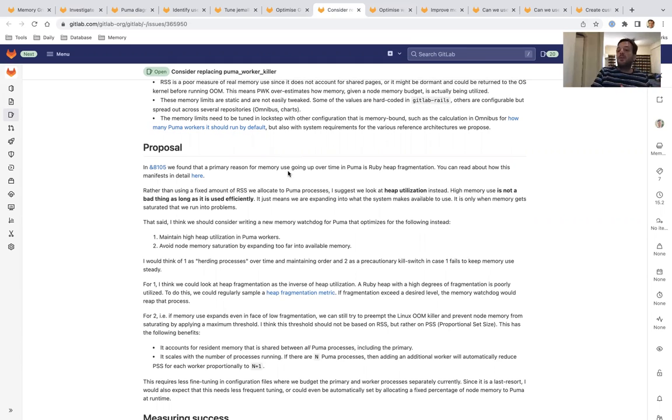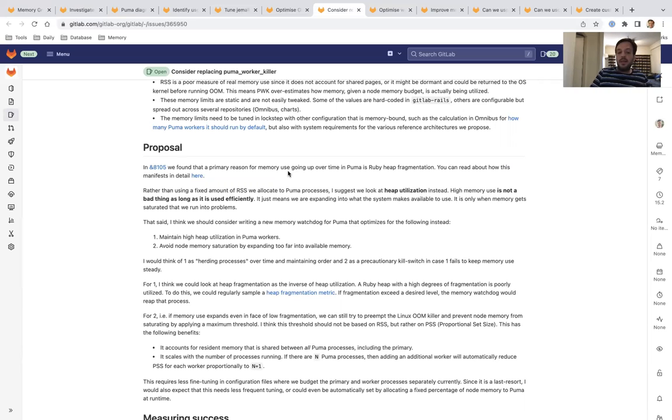So how efficiently the workers are using the heap, are using the memory. And our idea is that high memory use is not a bad thing as long as it's used efficiently. So our plan with this new memory watchdog is to make sure that all workers maintain high heap utilization, so they use the memory as efficiently as possible, but at the same time avoid node memory saturation by allowing the workers to expand too far into available memory.